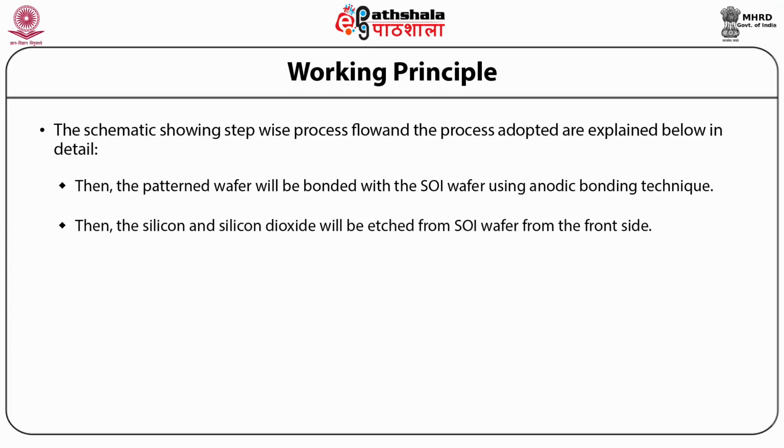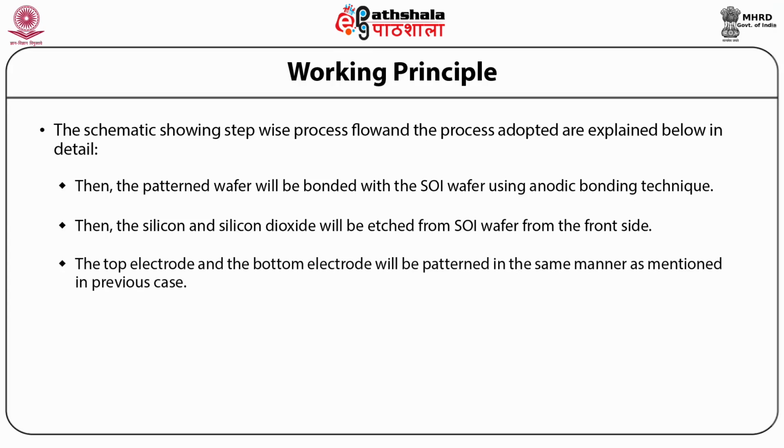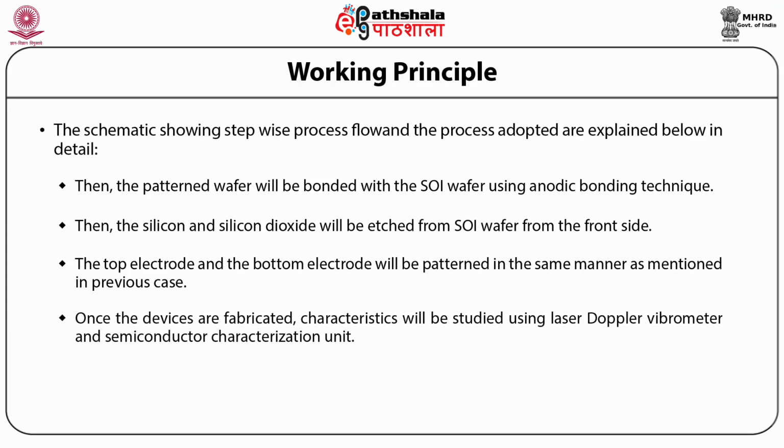Then the silicon and silicon dioxide will be etched from the SOI wafer from the front side, as shown in the next slide. The top electrode and the bottom electrode will be patterned in the same manner as mentioned in the previous case. Once it is fabricated, the characteristics will be studied using a laser Doppler vibrometer and a semiconductor characterization unit. The devices at the end were prepared, diced and packaged.